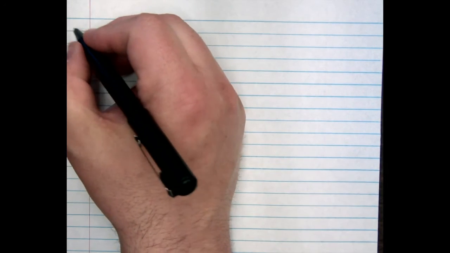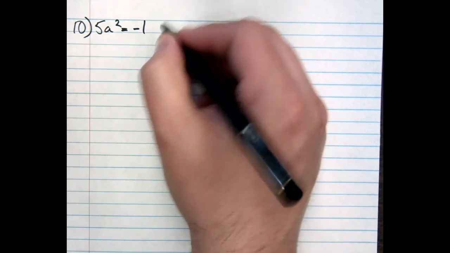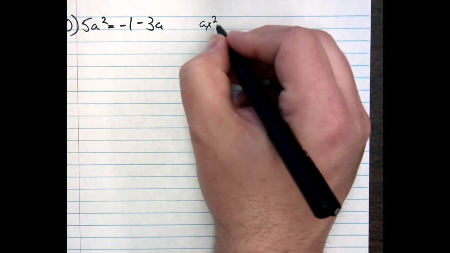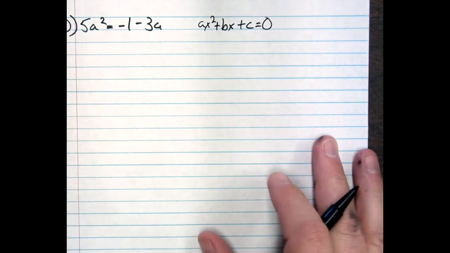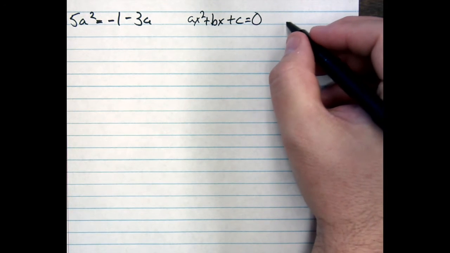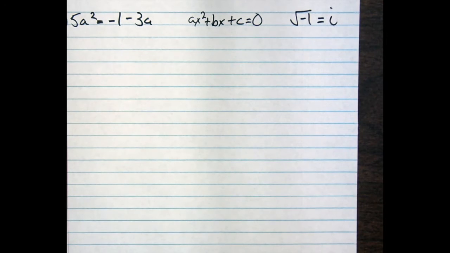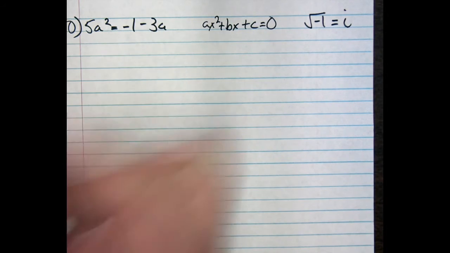For problem number 10, I have 5a squared is equal to minus 1 minus 3a. Well, remember, it would be nice to have this look like ax squared plus bx plus c is equal to 0. Also, on our last problem, we said that we might run into this situation where we might have the square root of negative 1 is equal to i. We'll have to find out in a second how that works. Maybe it applies, maybe it doesn't.